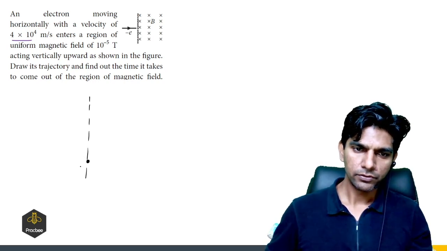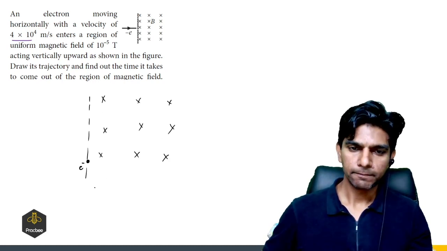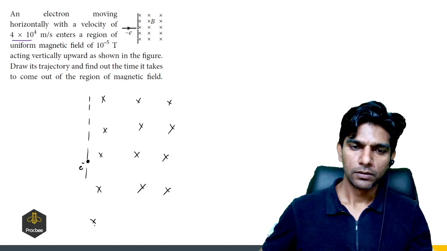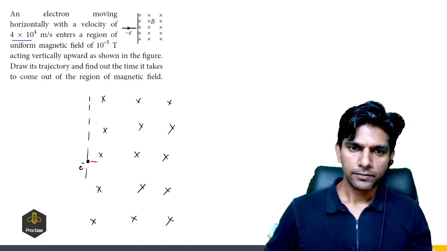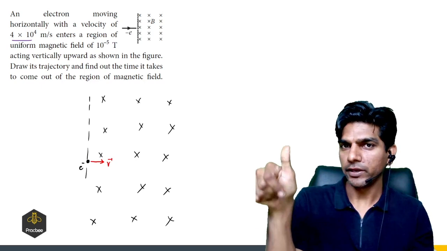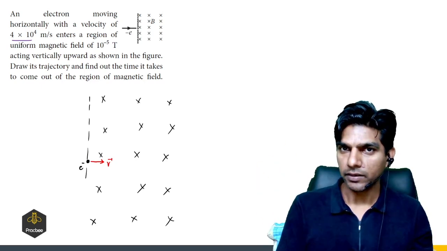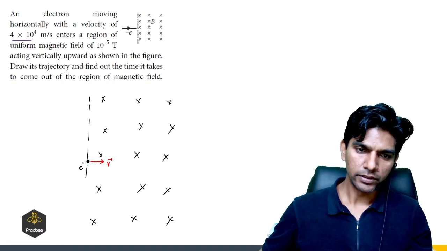So this electron is entering a magnetic field which is perpendicular to velocity. So velocity is in the right direction. Magnetic field is into the plane. So if I apply V cross B, the thumb is pointing in the upward direction, but it is a negatively charged particle. So the magnetic force should be in the downward direction.